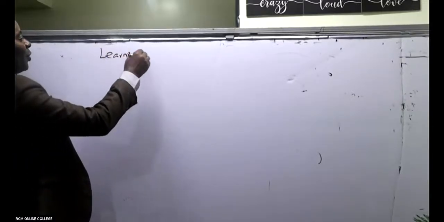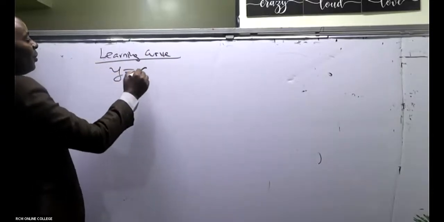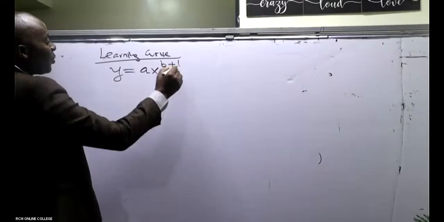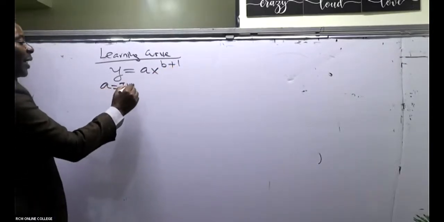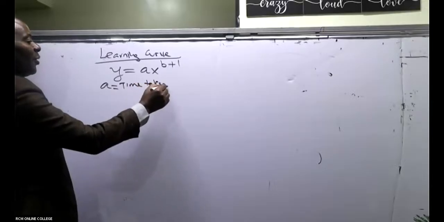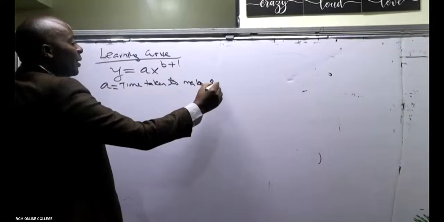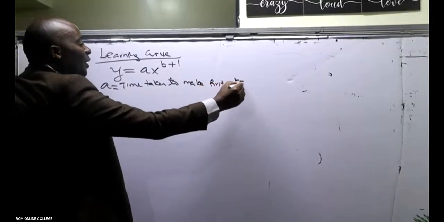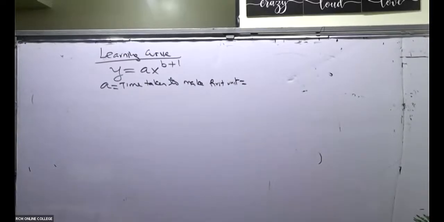The learning curve equation is very, very important. Our y should be equal to ax raised to power b plus 1. If you remember, A is the time taken to make the first unit, which in this question they have given to us. Is there somebody who is able to give me that time taken to make the first unit?